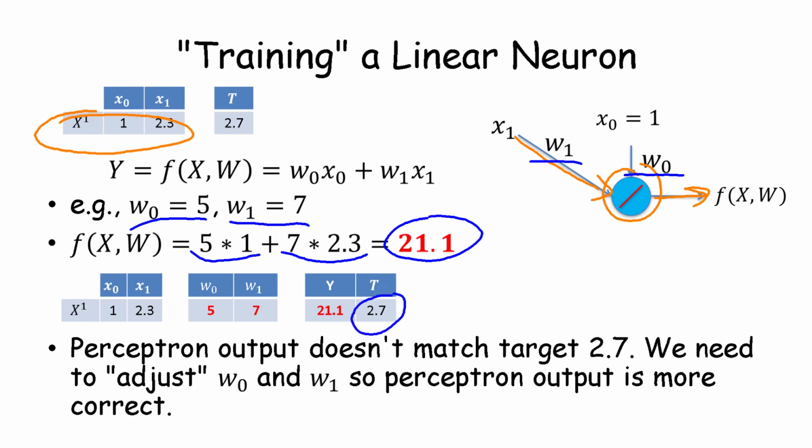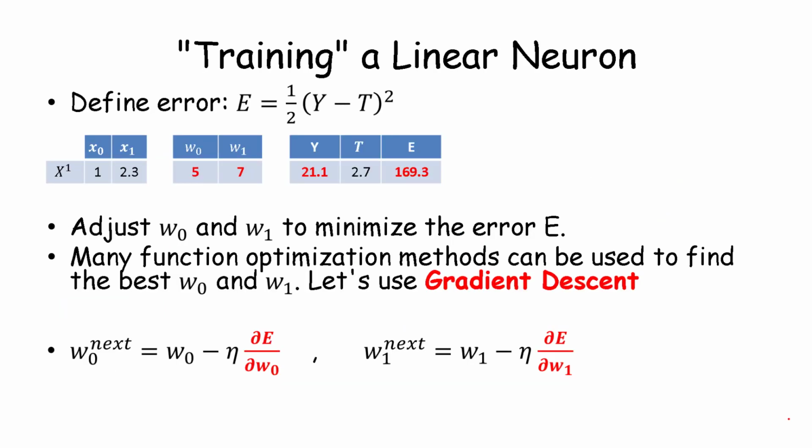Our desired target value is 2.7, so we have to make changes to the weights so that they produce a value that is closer to 2.7. But how do we do that? We need to define an error measure that captures how far off we are from the desired target value. You might be tempted to just subtract the neuron output and the desired target and use that as the error value.